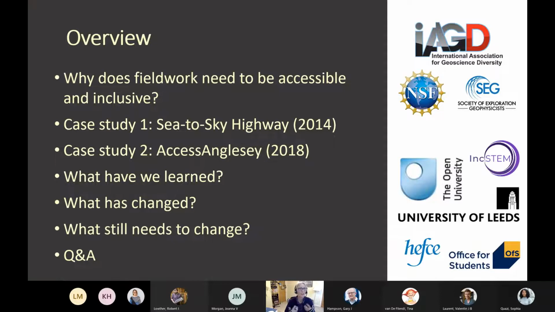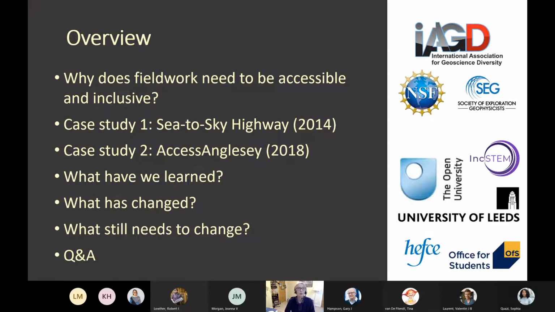So just to run through briefly what I'm going to talk about, the first thing I'm going to do is present the case for why we need to make fieldwork accessible and inclusive. So I'll be showing some data to back up the argument for that. I'm then going to talk about two specific research studies that I've been involved in. The first was where we took a pre-existing field trip and we made modifications to make that field trip accessible. And then the second is where we took the learnings from that first case study and we applied them to designing and delivering an entirely inclusive residential field trip.